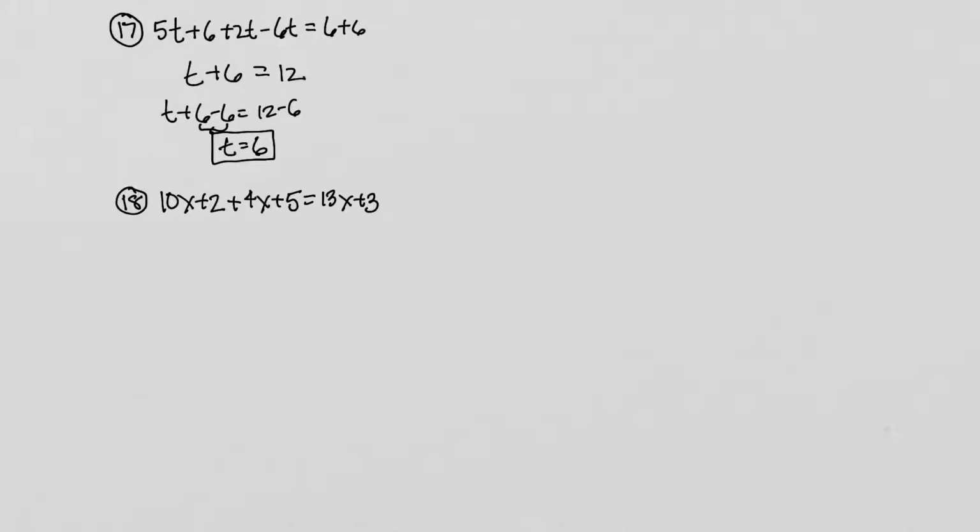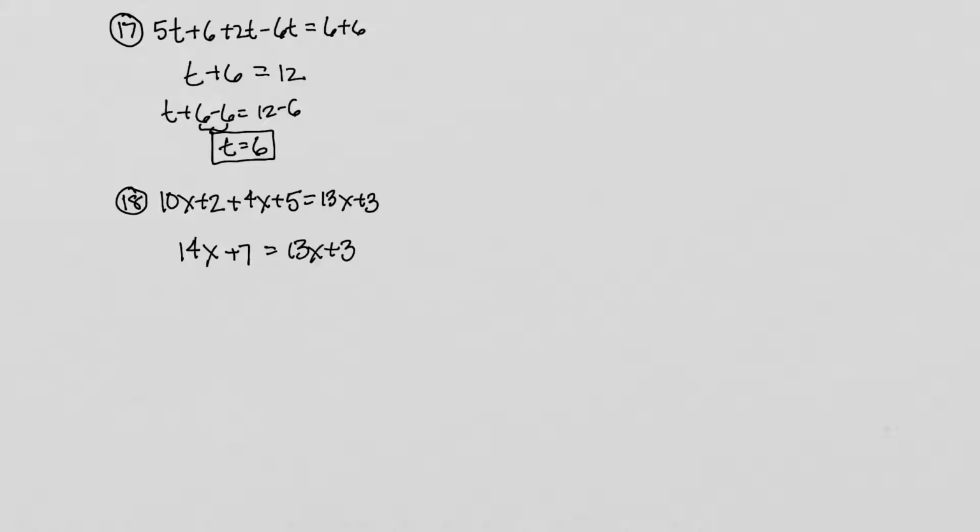Number 18, look at all these x's we've got on the left side. Actually, how many x's do we have? We've got 10 and 4 more. 10 x's and 4 x's, well, that's 14 x's. And then what about constants? We've got a 2, and then we're going to add 5. So 2 and 5, we've got 7. So that left side collapses to 14x plus 7 equals 13x plus 3.